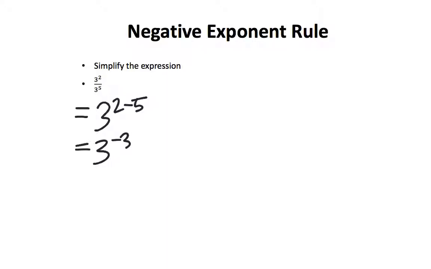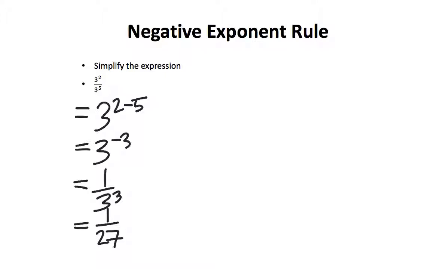At this point, you should use your negative exponent rule, which means we're going to write the reciprocal of the base. So the reciprocal of 3 is 1 over 3. And instead of a negative exponent, we change it to positive. So we have 1 over 3 to the power of 3, which simplifies to 1 over 27, since 3 to the power of 3 is 27.